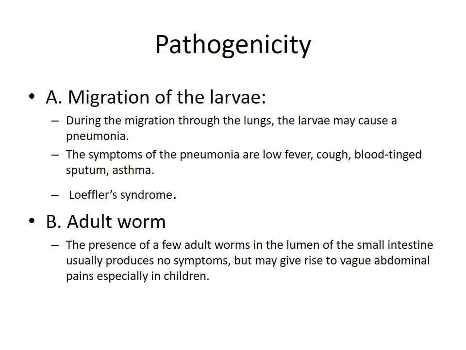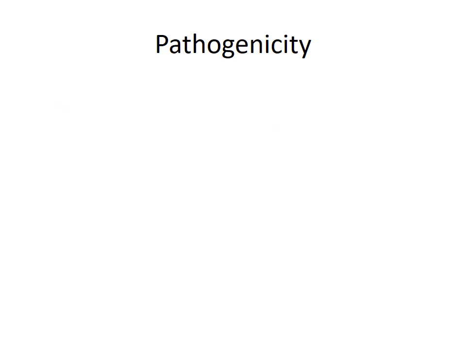Now if we see the pathogenicity due to adult worm, you can divide that again into various parts. But if the load of the worm is low, many times the infection may be asymptomatic. But if the load is high, the symptoms would be there, and sometimes it leads to serious outcomes.